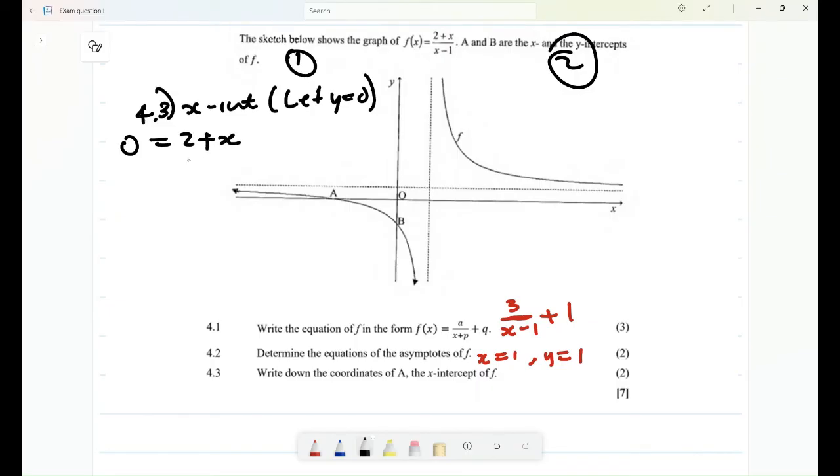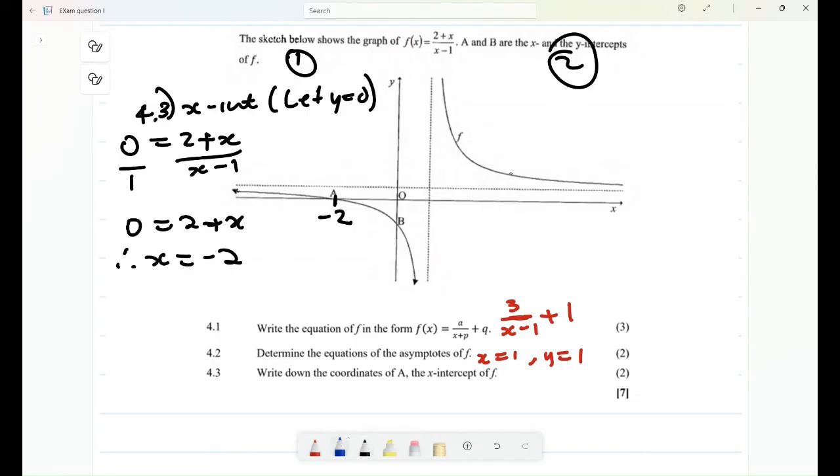2 plus x divided by x minus 1. All right, then over 1 here, I cross multiply. X minus 1 multiplied by 0 is 0. Then 1 multiplied by 2 plus x is 2 plus x. Therefore, x is equal to what? When I take this 2 to the other side, it is negative 2. So here I have negative 2.